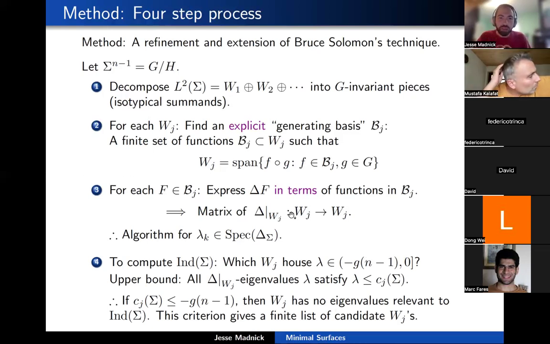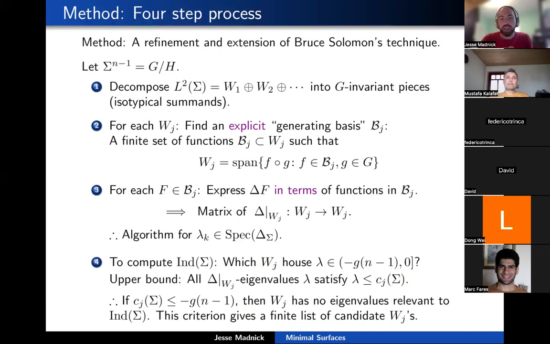But how many WJs will give you that? Do you need to calculate this for 1 billion WJs? You only have finite time. So when do you stop? You need to know when this process is supposed to terminate. And so that's what step 4 does. In step 4, we essentially provide an upper bound. We show that on WJ, all the Laplace eigenvalues have this upper bound.